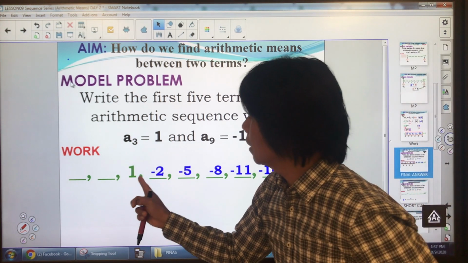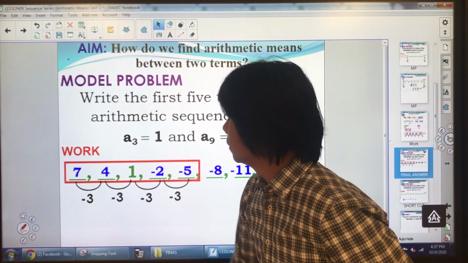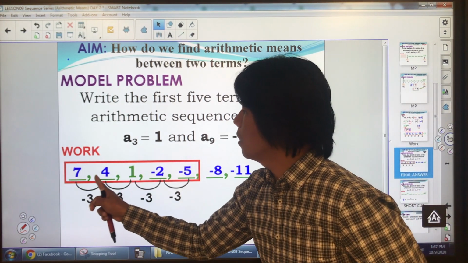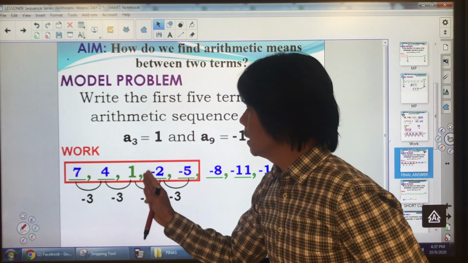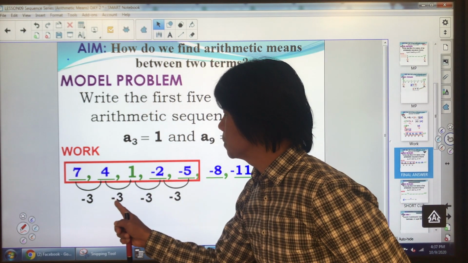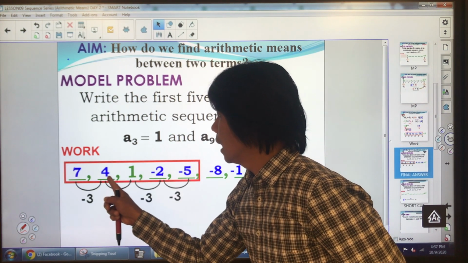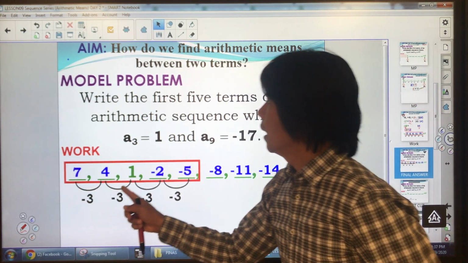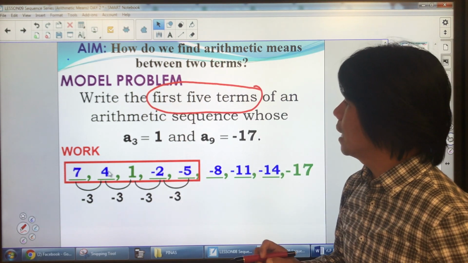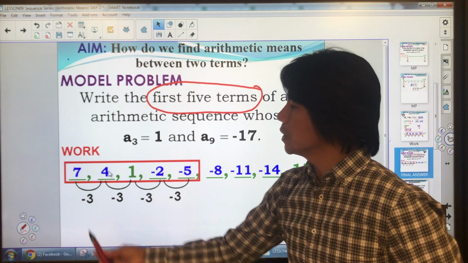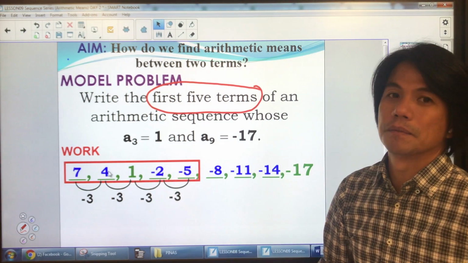So what do we do? How do we get the previous number? Right there. 4 and then 7. How do you do that? By just simply working backwards. Instead of subtracting 3, from 1 you add 3, that's 4, add 3, that's 7. And what are we looking for? The first 5 terms of that arithmetic sequence, which are 7, 4, 1, negative 2, and negative 5.